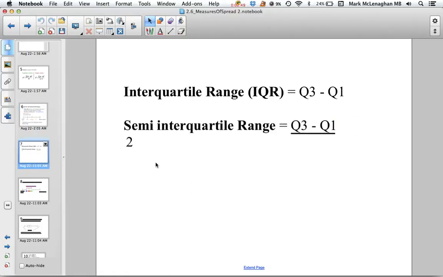The interquartile range is the difference between the third quartile and the first quartile, and the semi-interquartile range is the difference between them divided by 2. Okay.